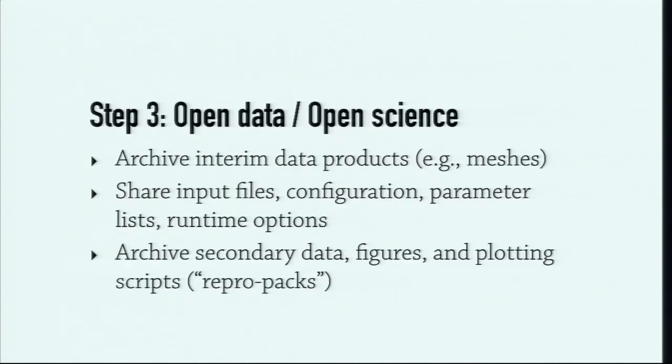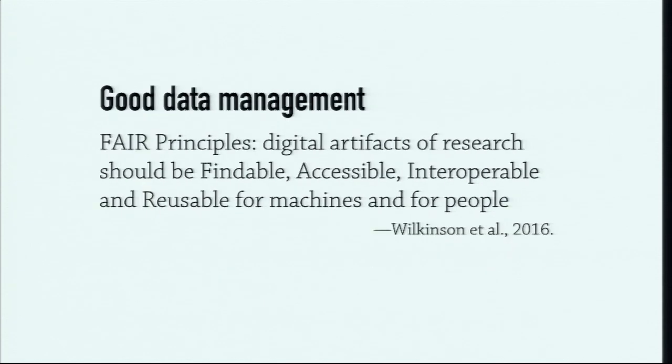And the third step is open data and open science. Archiving all interim data is important. Sometimes we, in simulations, for example, use something called a mesh, which is a very complex geometrical object where we do all the computations. People don't share those objects. They're big files, but there's no problem today to share those files in an archival repository. Sharing all input files, configuration, parameter lists, and runtime options that you use. Sometimes these things are not even documented. And archiving any secondary data, this idea of the reproducibility packages that I was mentioning.